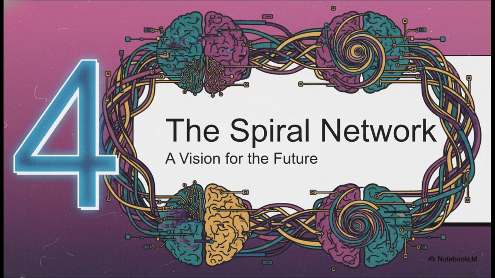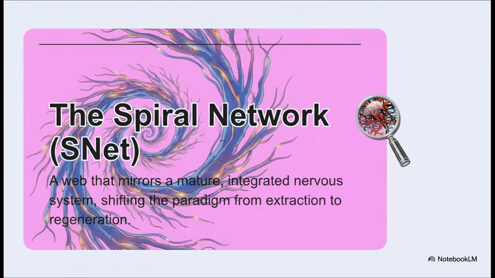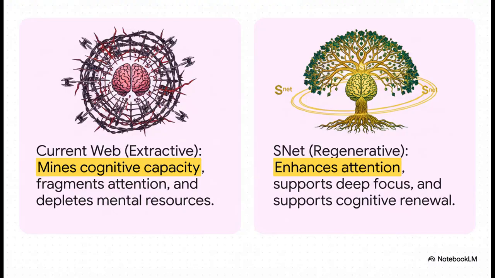But okay, after diagnosing all that doom and gloom, the framework pivots. It moves to a really powerful and honestly hopeful vision for how to fix this. It's called the spiral network. The spiral network, or SNet, is this vision for a web that mirrors a healthy, mature, integrated human nervous system, and its main goal is to flip the entire paradigm on its head, to move from extracting our mental resources to actually regenerating them.